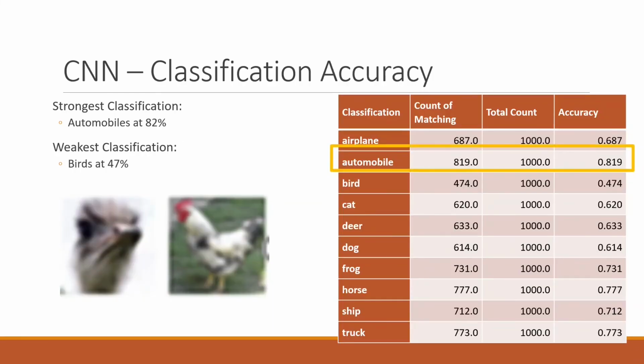We can see that the automobile classification was the most accurate at 80%, and the birds were the least accurate at 47%. Based on the images we saw of the different types of birds, sizes, and positions, remember that ostrich head and the chicken full body images? This is probably not that surprising.